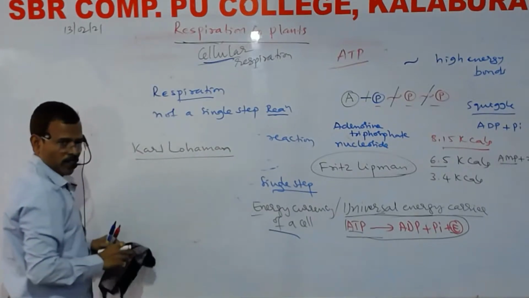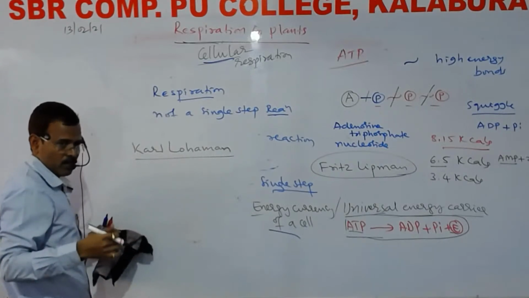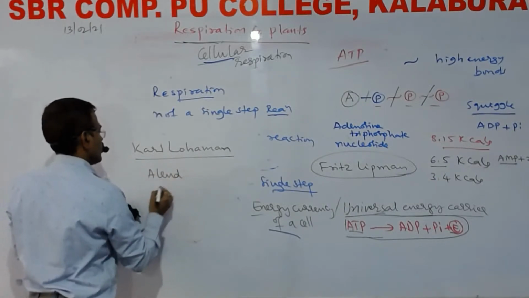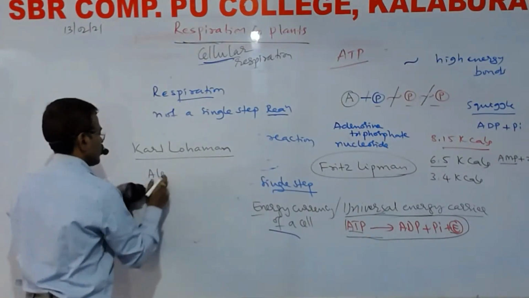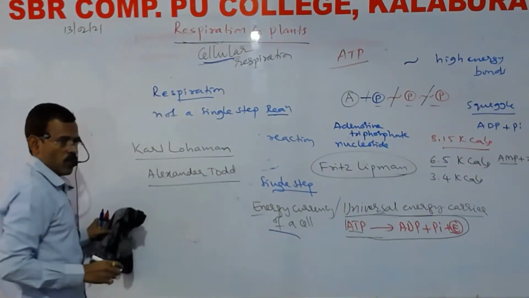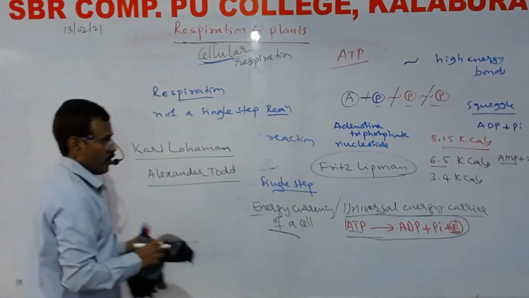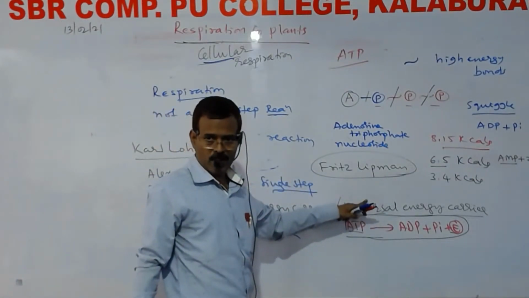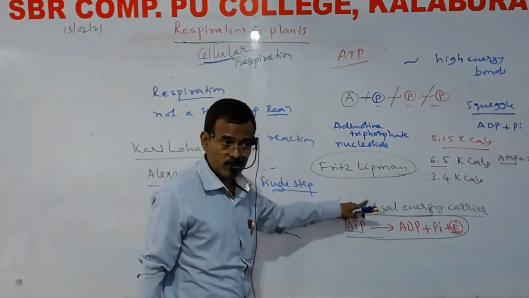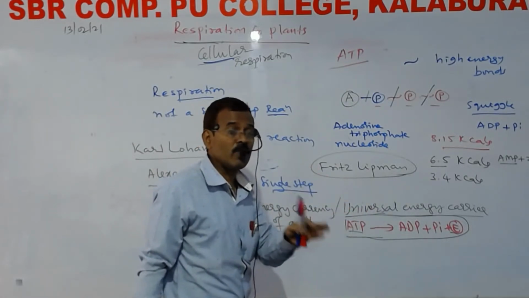The German biochemist Karl Lohmann discovered ATP. Alexander Todd gave the structure of ATP, clarified the structure of ATP. And Fritz Lippmann regarded ATP as an energy-rich chemical substance that is used for performing metabolic activity. Remember that.